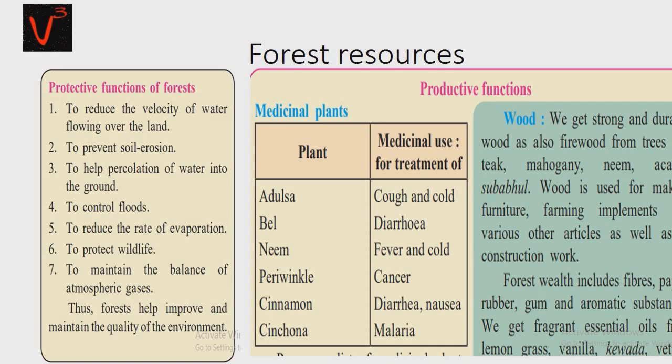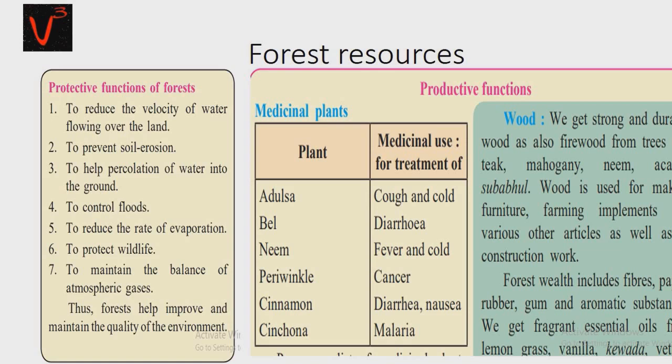Forests perform certain specific protective and productive functions. Protective functions of forest. First, to reduce the velocity of water flowing over the land. Second, to prevent soil erosion. Third, to help percolation of water under the ground. Fourth, to control floods. Fifth, to reduce the rate of evaporation. Sixth, to protect wildlife. Seventh, to maintain the balance of atmospheric gases. Thus, forest helps improve and maintain the quality of environment.